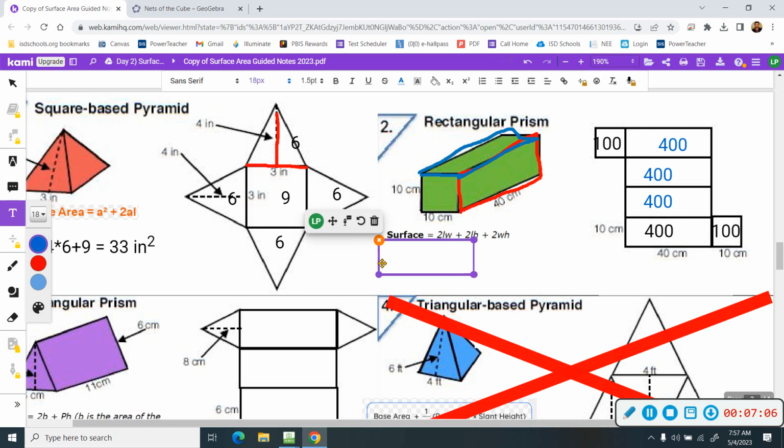Now my surface area, I would just add all those up. And that's 1,800, what's my unit? Centimeters squared.